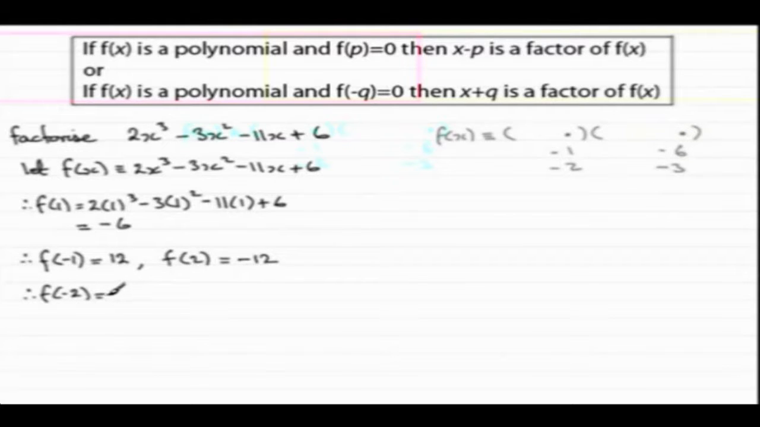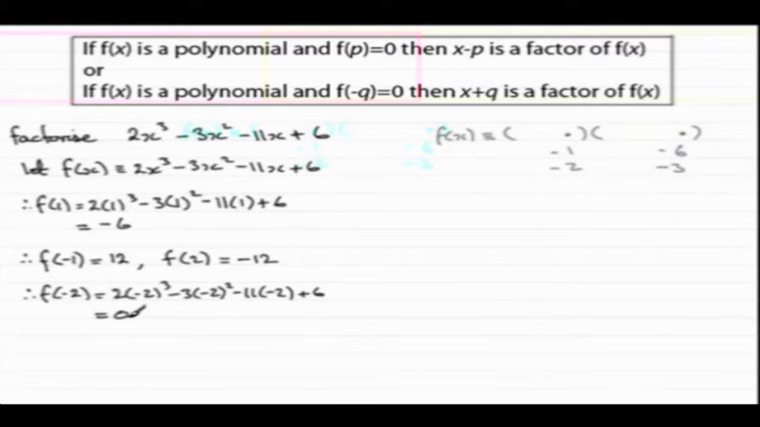So if we substitute x is minus 2 into here, you've got 2 times minus 2 all cubed, minus 3 times minus 2 all squared, minus 11 times minus 2 plus 6. And if you work this one out, what you get here is minus 16 minus 12 plus 22 plus 6, and that comes to 0. So we hit the jackpot.